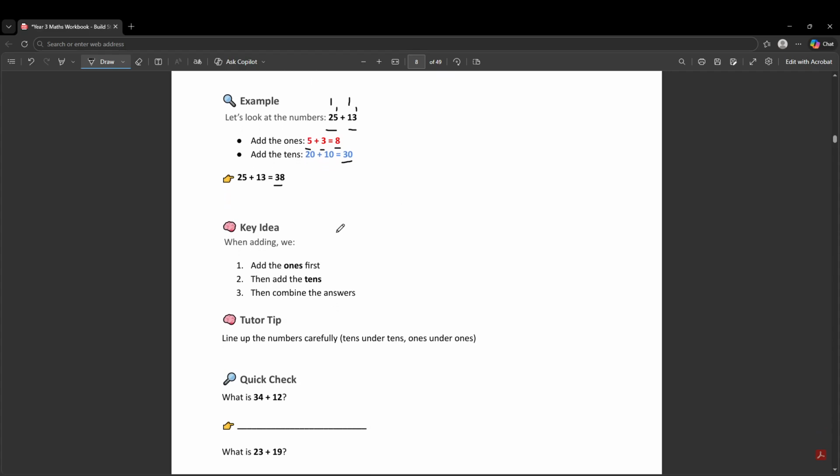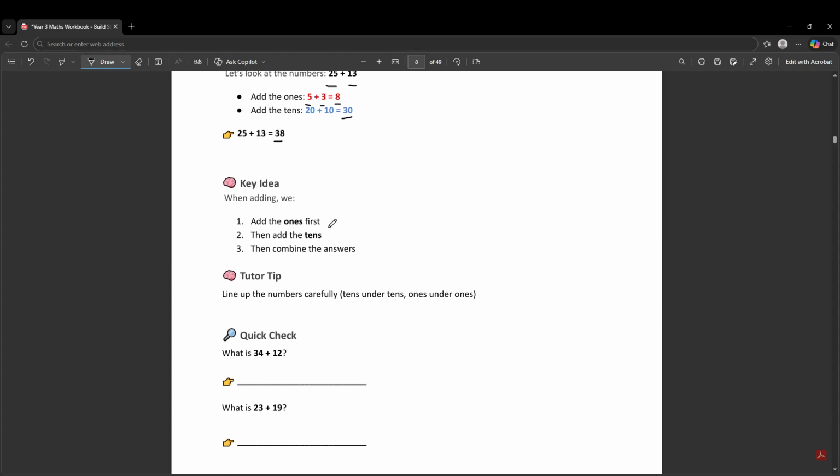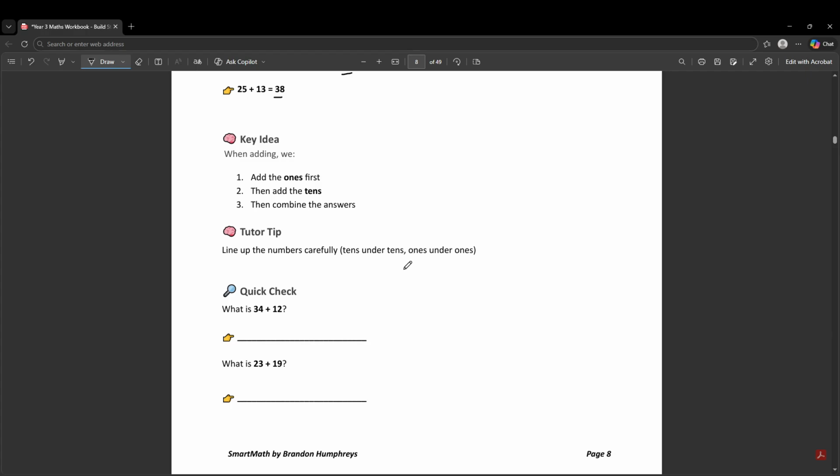The key idea for doing addition like this is simply adding the ones first, adding the tens, and combining the answers. A tip for this is to line up the numbers carefully, having the tens together like this, and having the ones together like this, so it's nice and clear visually.